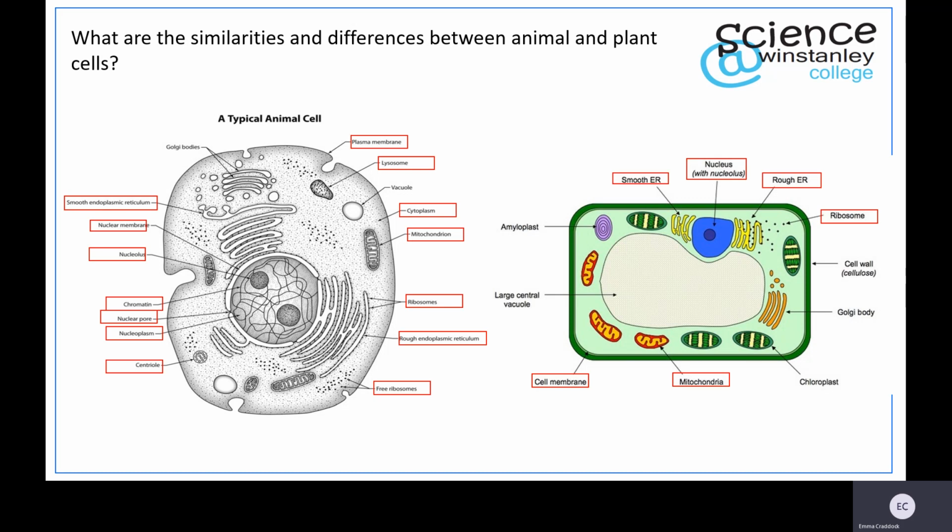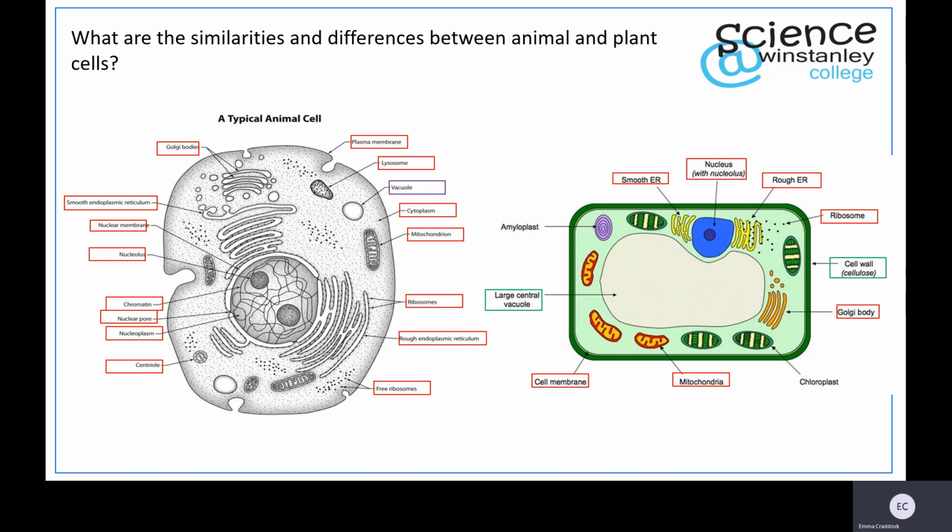Both cells have smooth endoplasmic reticulum for lipid synthesis, and both cells have Golgi bodies, which are needed for packaging and modifying proteins. The plant cell and the animal cell can have a vacuole. However, I've put them in different colours because the vacuole in an animal cell is not permanent. They come and go as and when they are needed, and they are very small. Whereas in a plant cell, you have that large, permanent, central vacuole, which is always there. And we'll go through why you have a vacuole in a moment.